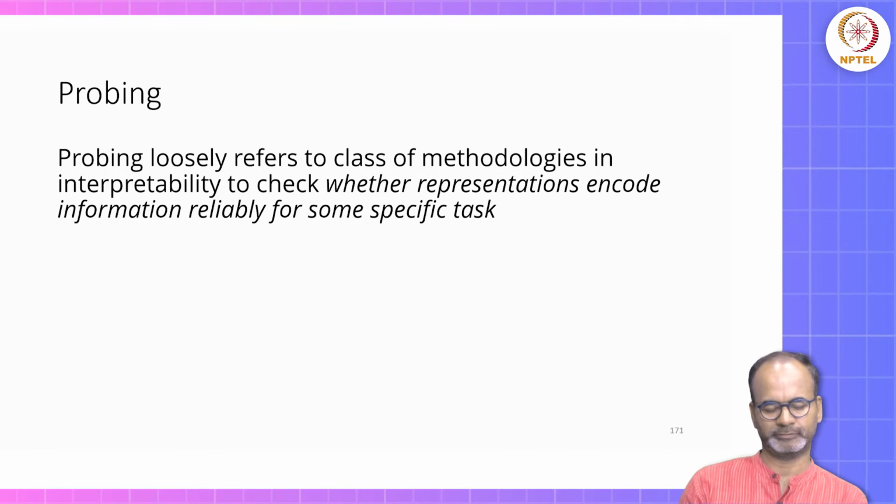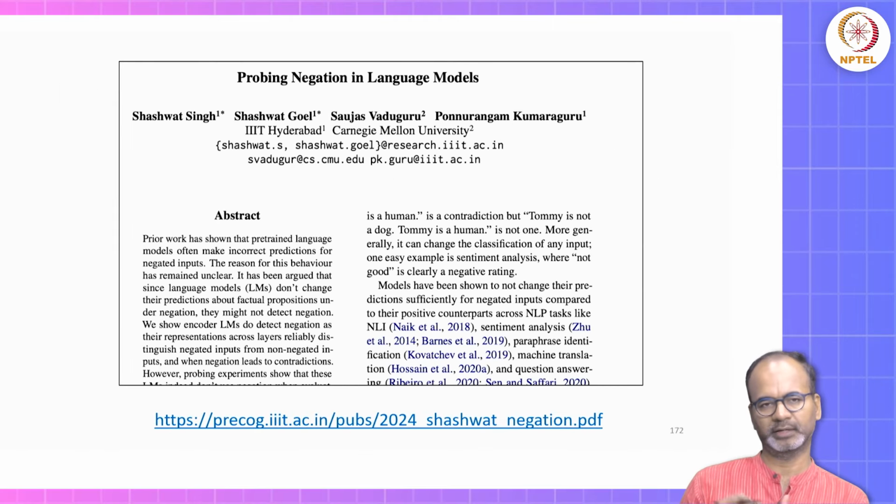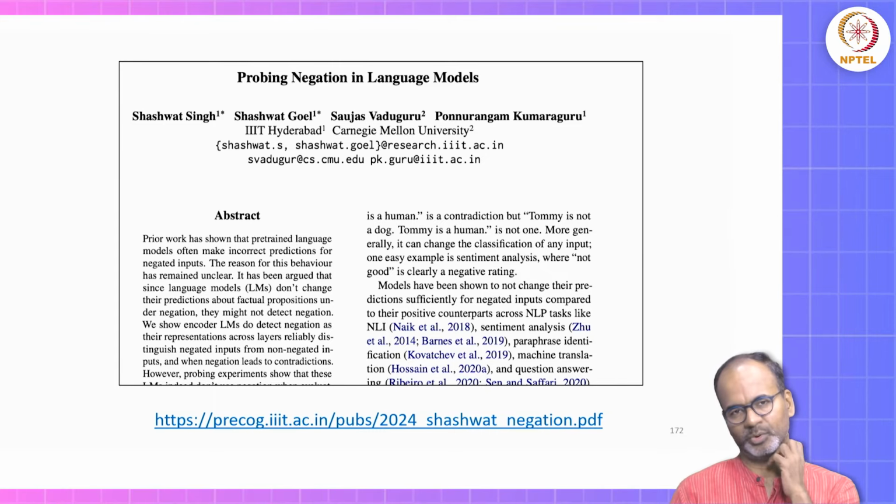Probing, again as part of interpretability, loosely refers to the class of methodologies to check whether the representations encode information reliably for some specific task. A downstream task can be something, and can you actually make sure that the representations encode the information that is required.